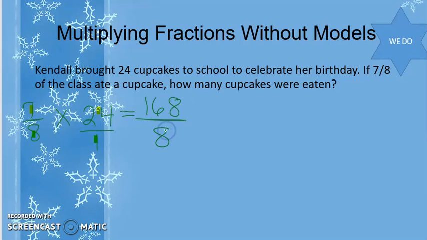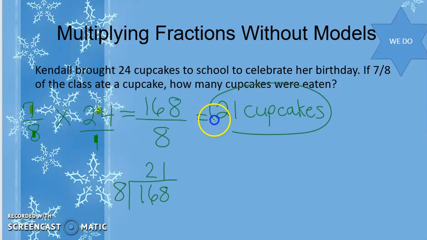So 168 over 8. So now, in order to simplify, we're going to ask ourselves, how many times can 8 go into 168? Well, if I were to set up my division like this, because this is really the same thing as this improper fraction, I would know that 8 goes into 16 2 times with nothing left over, and 8 goes into 8 once. So I know that 21 cupcakes were eaten. Okay, 21 cupcakes. So when we're multiplying fractions without a model, remember you multiply the numerators, you divide by the denominator in order to get your product.